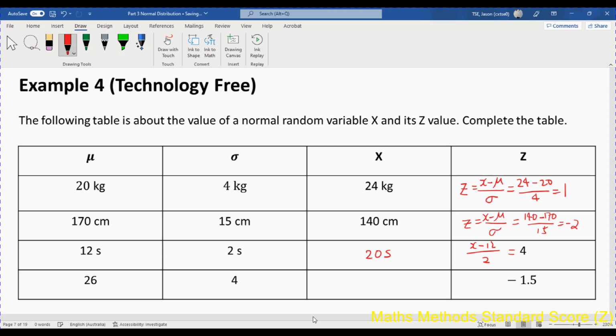And here's another one, with 26 and 4 as the mean and standard deviation. How about minus 1.5? So it must be x minus 26, divided by 4. Again, you need to multiply that 4 to the right-hand side, giving minus 6. And then you add 26 to the right-hand side, and it becomes 20. Another 20.